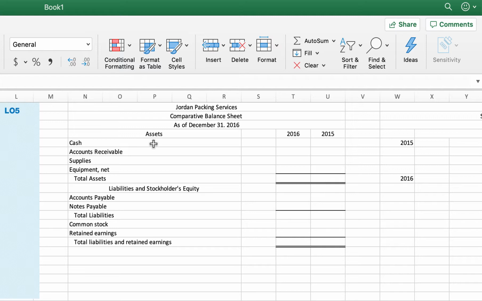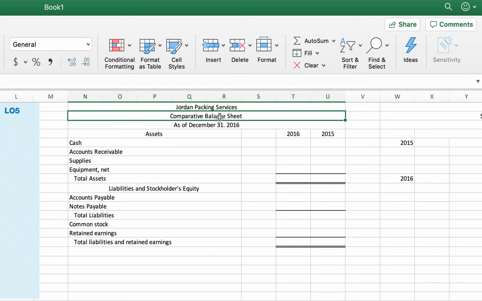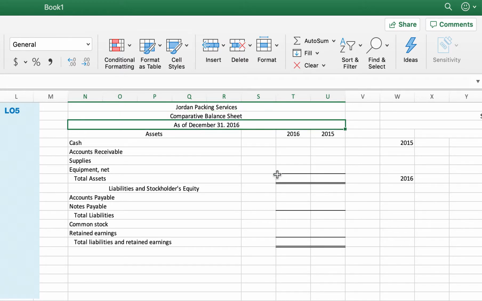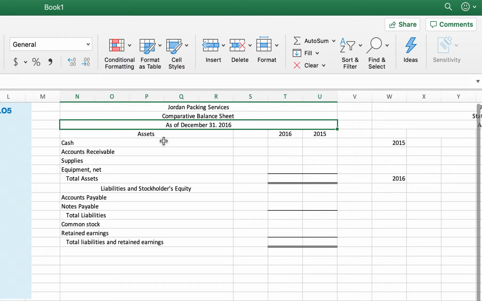So I went ahead and put in my header. I just picked an arbitrary number of rows, said merge and center, typed in the company name, and did the same thing for the comparative balance sheet part of the title, because that's what we're doing here: a comparative balance sheet 2016-2015. I put the date as of 12/31/2016. Then just to make it neater, I merged and centered some cells.